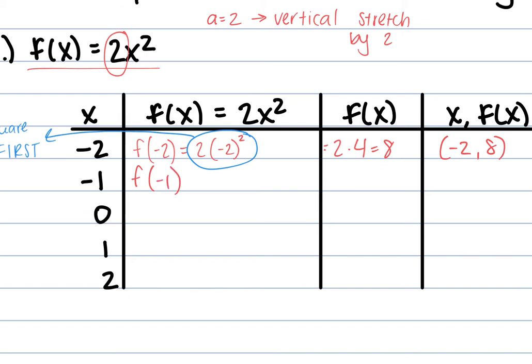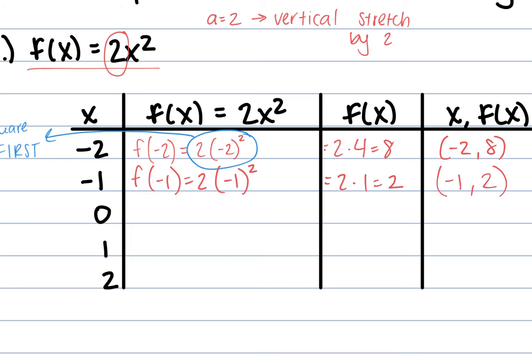negative 1. So it's going to be 2 times negative 1 squared. What do I do for this one? Brandon? Okay, but make sure that you're squaring first. Yep. So negative 1 squared is 1. So this is going to be 2 times 1. And 2 times 1 is 2. So my second point is what? Negative 1 comma 2. Excellent.